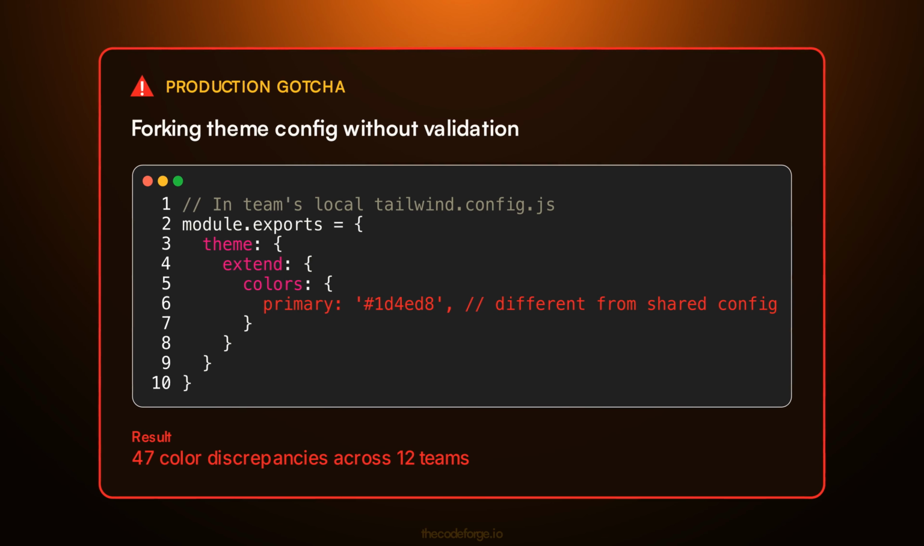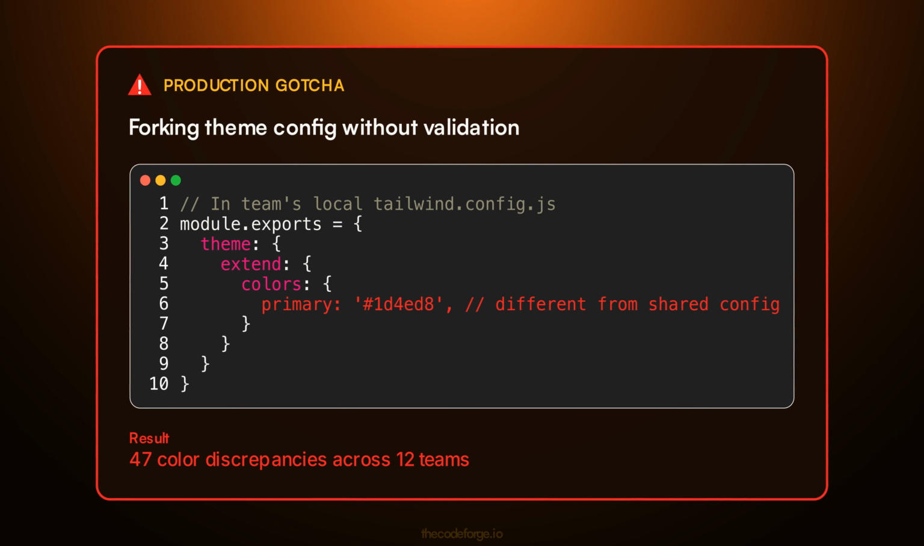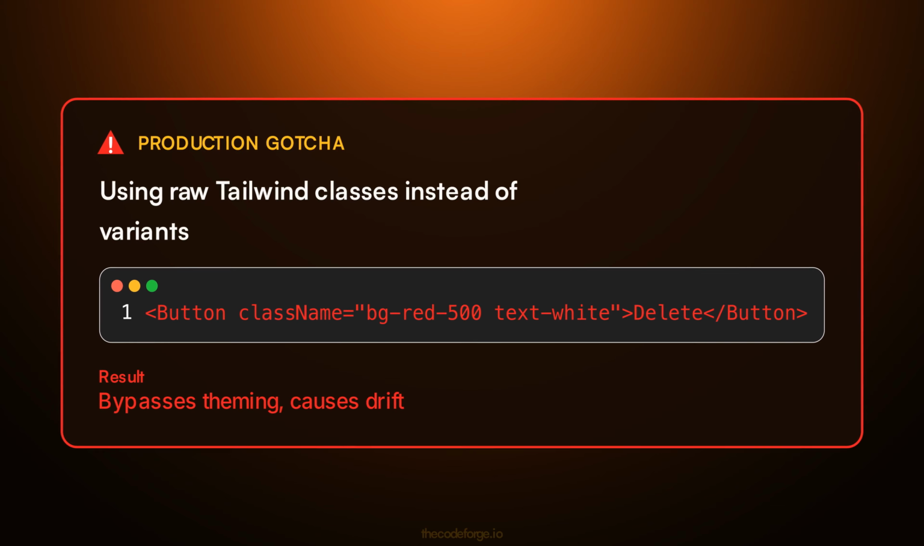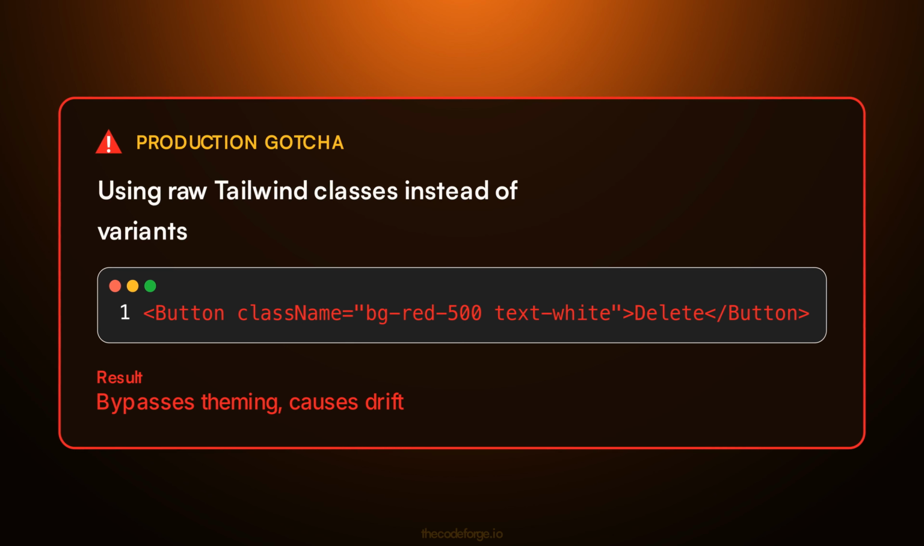A team overrode the primary color in their local config. Without CI validation, this drifted silently. The fix is to enforce token consistency with a CI lint step. This bypasses your design system entirely. The developer communicates appearance, not intent. When tokens change, this button won't update.